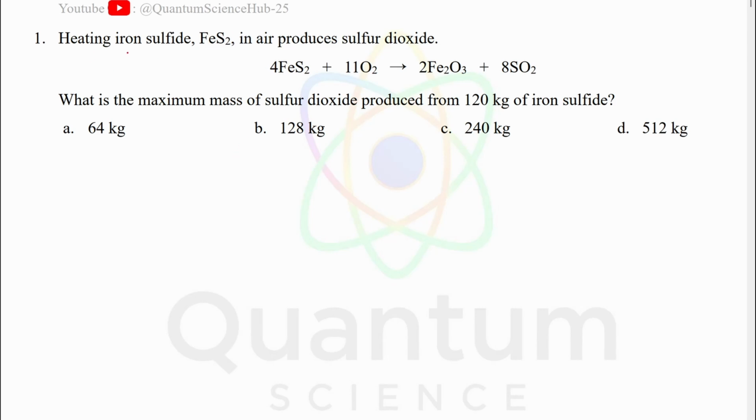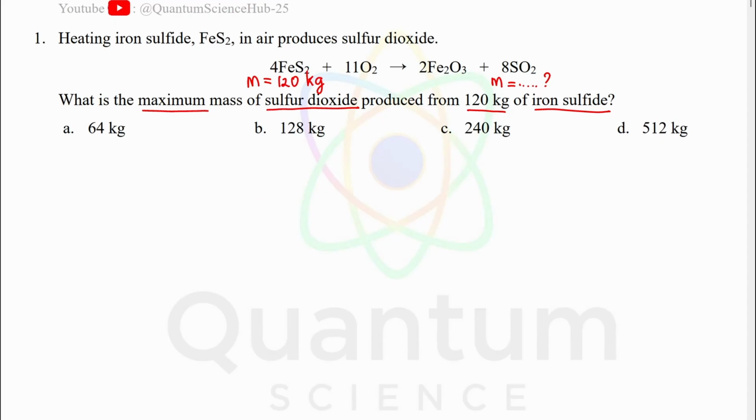Question 1. Heating iron sulfide FeS2 in air produces sulfur dioxide. This is the chemical equation. And what is the maximum mass of sulfur dioxide produced from 120 kg of iron sulfide? Okay, so based on the question, 120 kg of iron sulfide. Where is iron sulfide? So this one, right? So the mass here is 120 kg. And the question asks about the maximum mass of sulfur dioxide. What is sulfur dioxide? SO2, right? So the question is asking about the mass in here, and put a question mark.